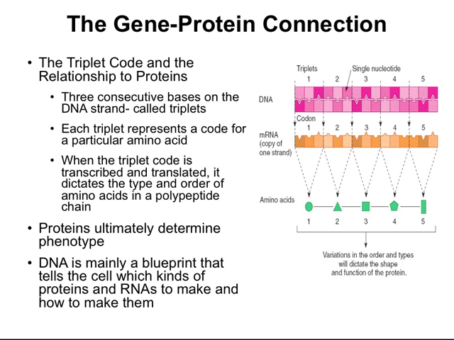polypeptide. So now we can understand that one gene differs from another in the triplet code that it creates, and thus the sequence of amino acids that it determines in the process of translation. Keep in mind that proteins ultimately determine the phenotype. Everything about an individual and its appearance is based on proteins. DNA is mainly a blueprint that tells a cell which kinds of proteins to make and which kind of RNAs to make, as well as how to make them.